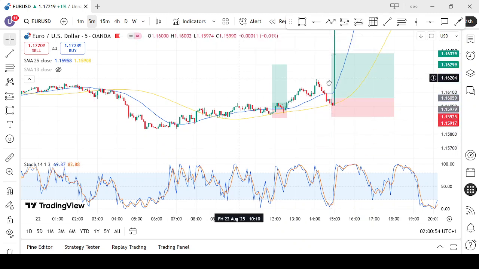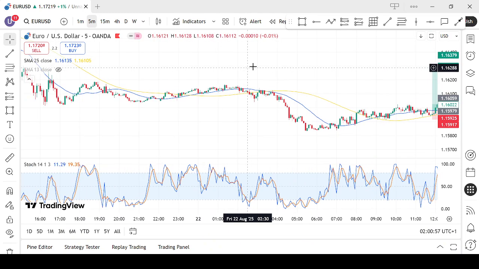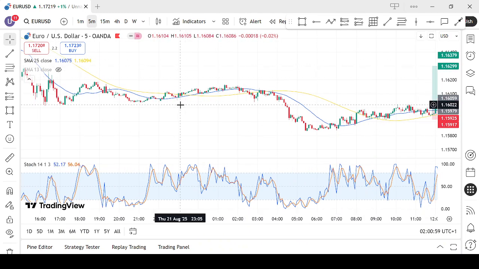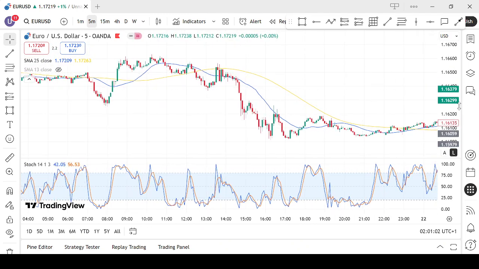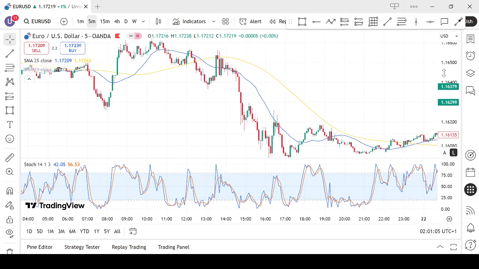Now for a selling trade in a downtrend. Let's look for a good downtrend example. In a downtrend, we wait for price to pull back towards the faster moving average. When you have spotted your crossover, when the blue line is below your yellow line, you wait for price to pull back. Once price has pulled back, this would have ensured that we can take our sell trade.